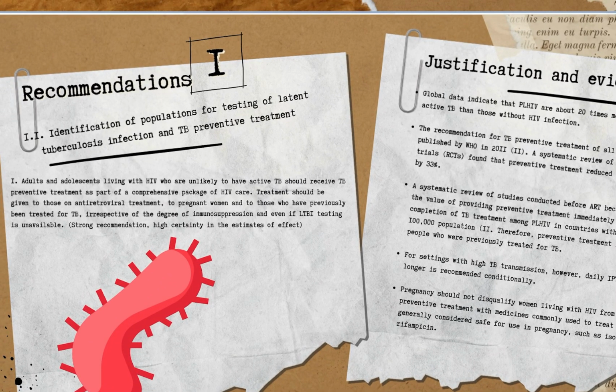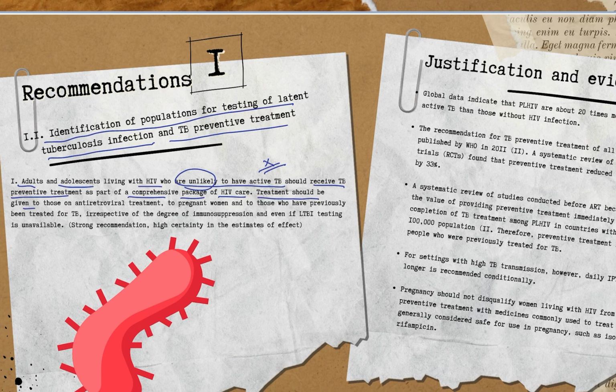So recommendation 1 was identification of a population for testing of latent tuberculosis and TB preventive treatment. And this was all about people living with HIV. Adults and adolescents living with HIV who are unlikely to have active TB, so first of all, you have to rule out active TB, should receive TB preventive treatment as a part of a comprehensive package of HIV care. If you are seeing or suspecting any patient with HIV, you should keep tuberculosis in mind as well.